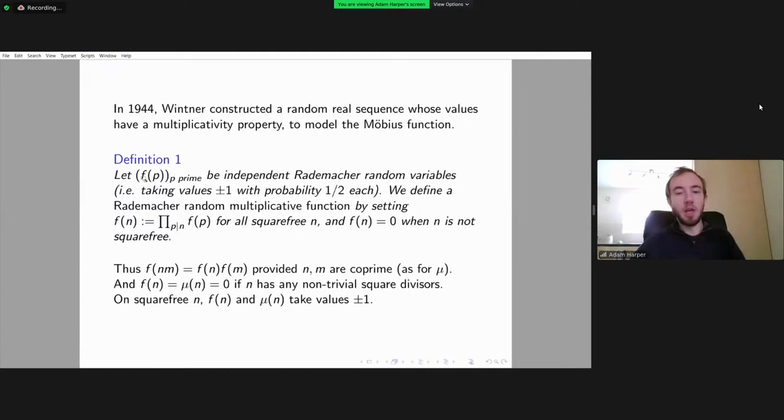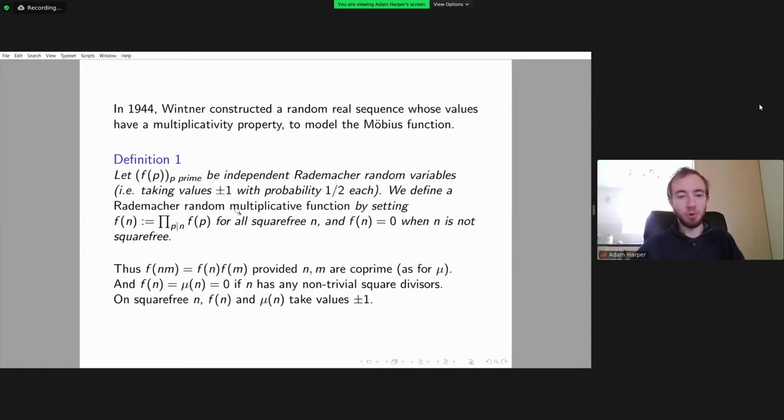Coin tosses. These are called Rademacher random variables, these kind of plus or minus 1 random variables sometimes. And these gave the values of his function that he was constructing on the primes. So the value f of p for p prime was just this sequence of independent plus or minus 1 random variables. And then he wanted to extend this to a function on all the natural numbers. And he did that by saying that f of n should be 0 if n is not square free. And if n is square free, then f of n should just be the product of f of p for all the primes p that divide n. So this defines this random object on all natural numbers.